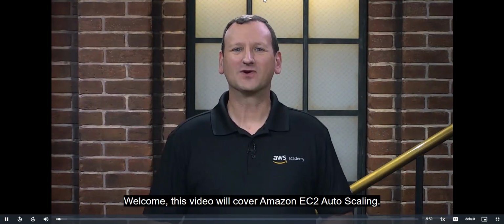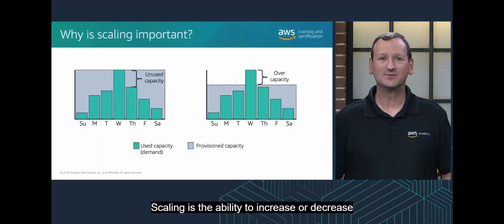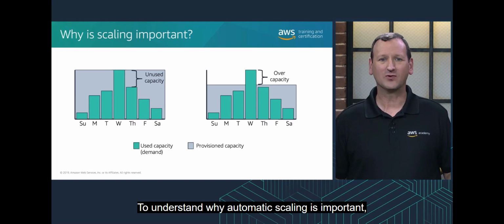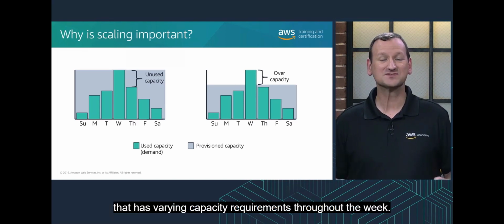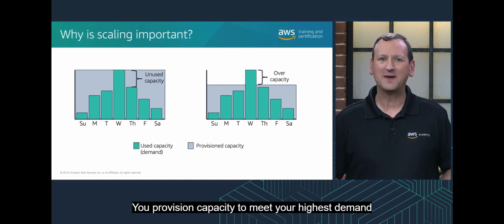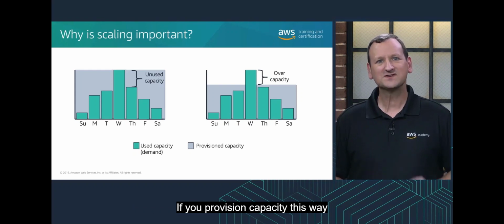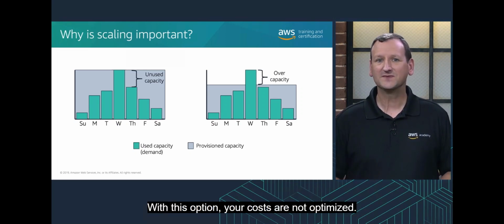Welcome. This video will cover Amazon EC2 auto-scaling. Scaling is the ability to increase or decrease the compute capacity of your application. To understand why automatic scaling is important, consider this example of a workload that has varying capacity requirements throughout the week. You provision capacity to meet your highest demand, which occurs on Wednesday. If you provision capacity this way, then you're running resources that will be underutilized most days of the week. With this option, your costs are not optimized.